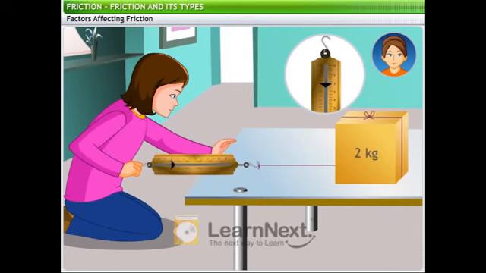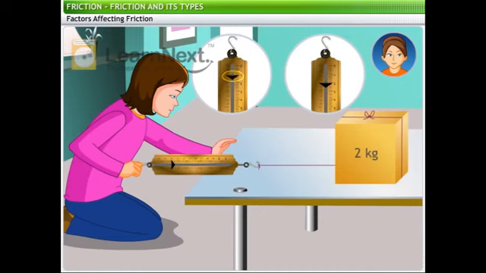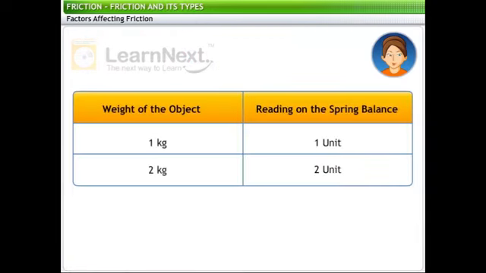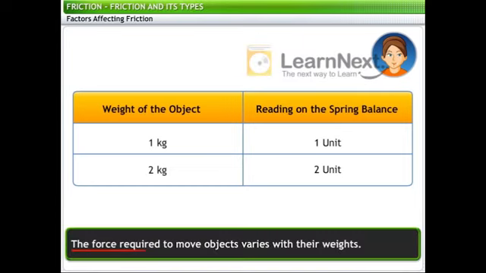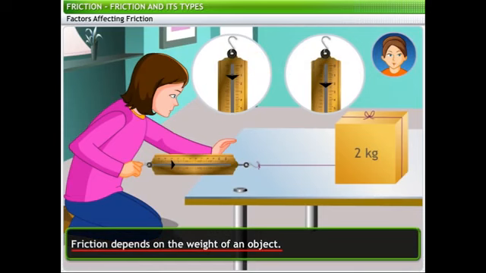What do you observe from the readings? The reading for the block weighing 1 kilogram is 1 unit on the spring balance. However, the reading on the balance for the block weighing 2 kilograms is 2 units. The readings noted on the spring balance during the activity show that the force required to move objects varies with their corresponding weights. Hence, the weight of an object does not affect friction.